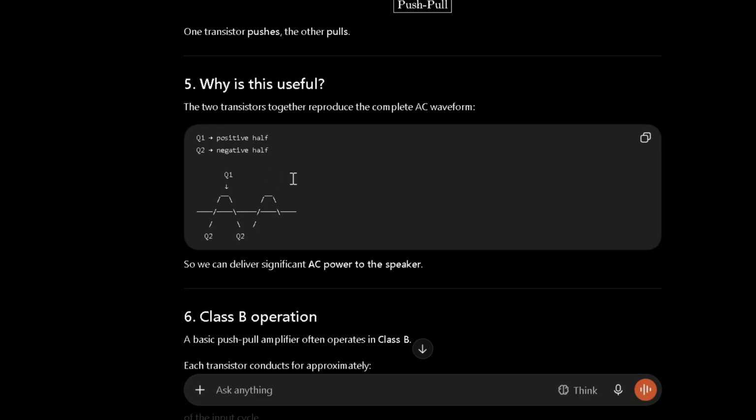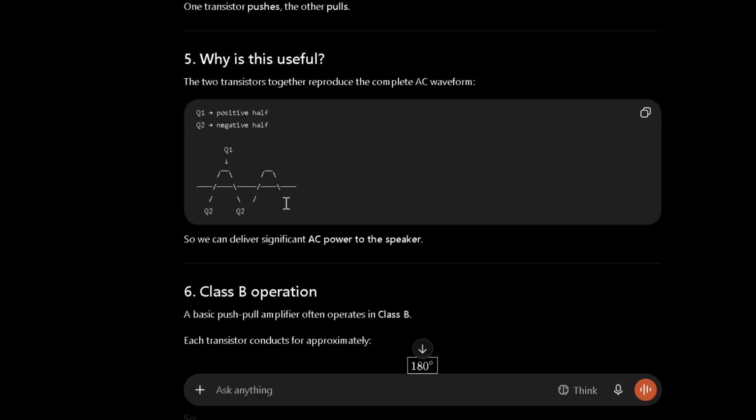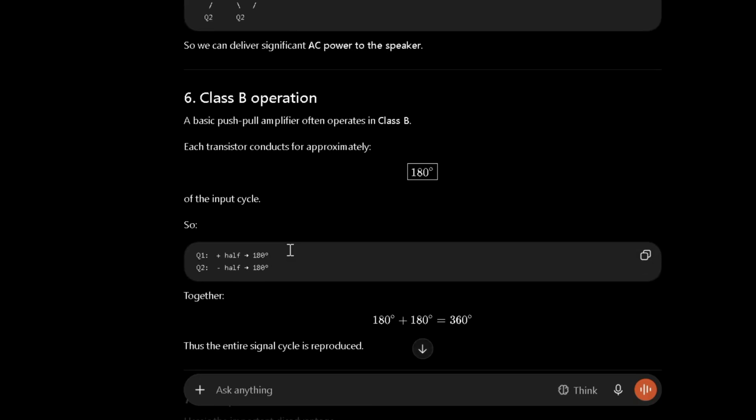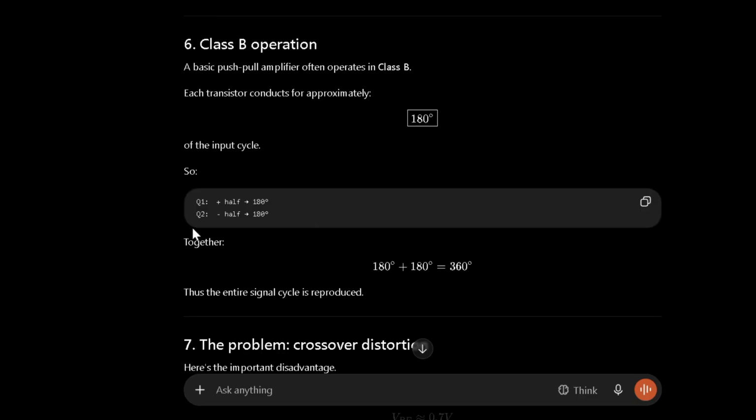Class B operation. A basic push-pull amplifier often operates in Class B. Each transistor conducts for approximately 180 degrees of the input cycle. So Q1 is plus 180 degrees, Q2 minus 180 degrees, together 360 degrees. Then the entire signal cycle is reproduced.